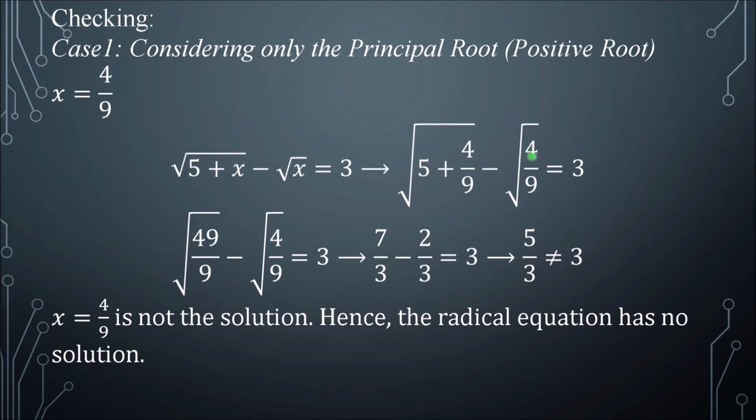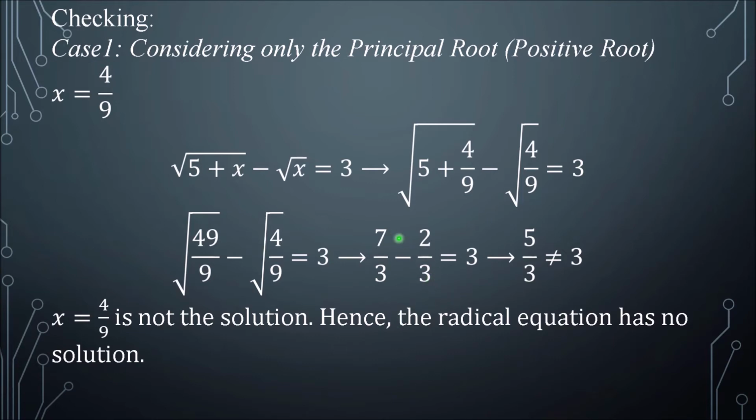And then square root of 4 over 9, which is equal to 3. Now, square root of 49 over 9 is square root of 49, 7. Square root of 9, 3. Square root of 4 over 9 is square root of 4, 2. And then square root of 9, 3. Again, we will only consider principal root or the positive root.